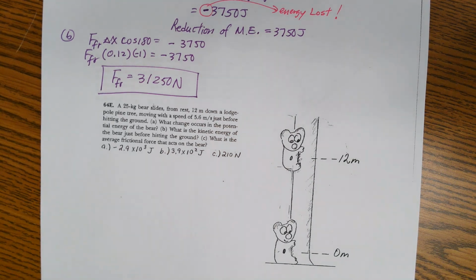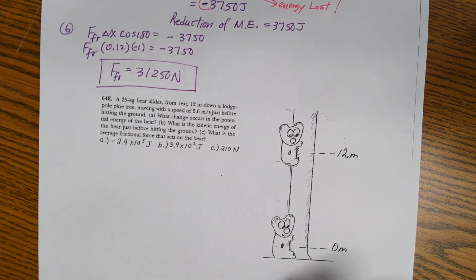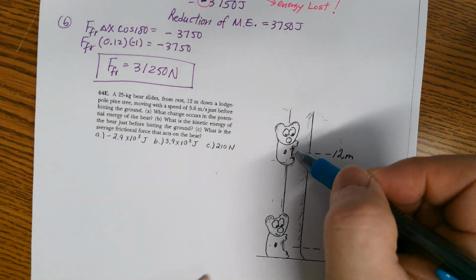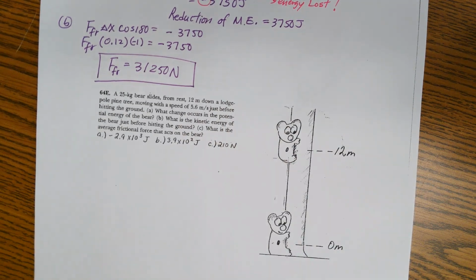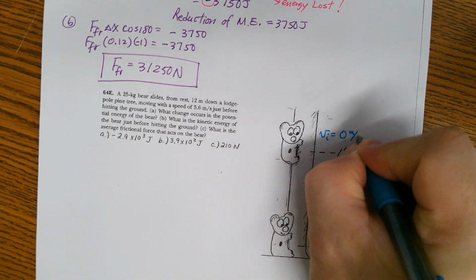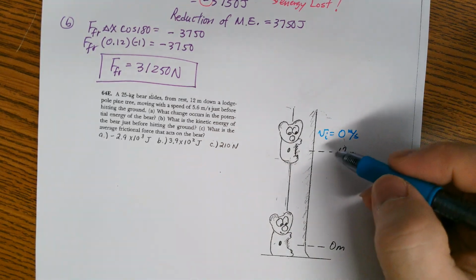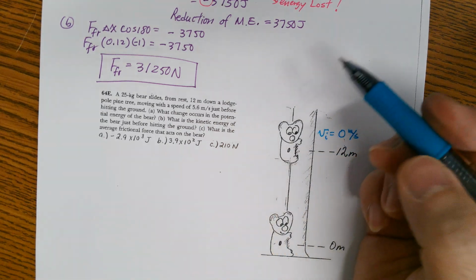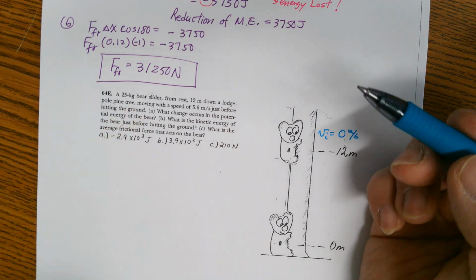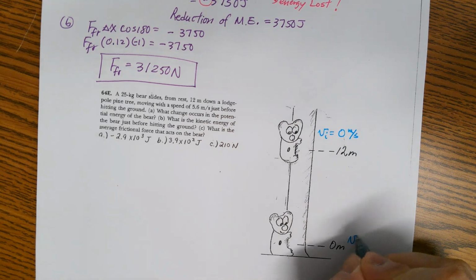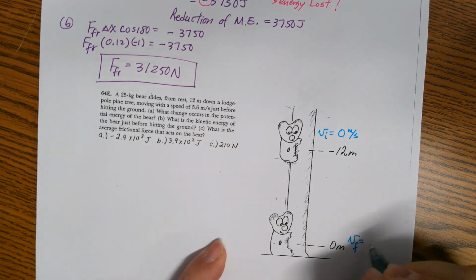All right, next, a bear. So 25 kilograms. This looks like a baby bear. It slides from rest, so we know the initial speed of the bear is 0. It slides down a lodgepole pine tree, moving with a speed of 5.6 meters per second just before the ground, so V final happens to be 5.6 meters per second.